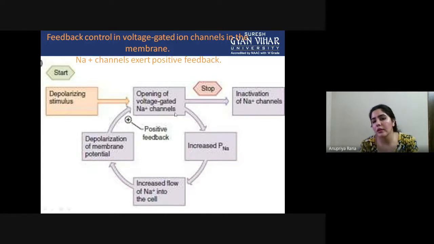What is going to be induced? Voltage gated sodium channels. After that, there will be increased permeability to sodium, an increased flow of sodium into the cell. Now, the depolarizing of membrane potential again depolarizes the membrane. That is called positive feedback, which leads to the opening of more voltage gated sodium channels. So this whole process goes on and on along with the stimuli they are getting.